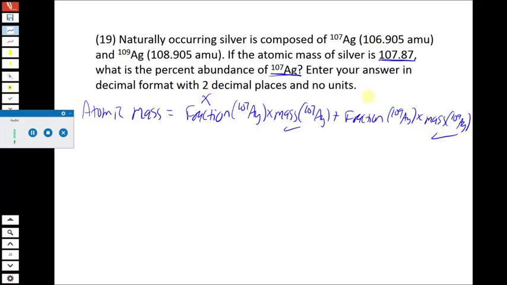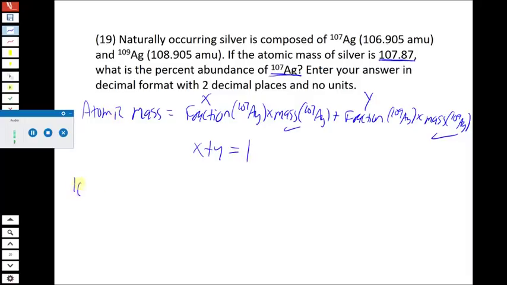So we're going to call those variables x and y, and then the other relationship is that x plus y equals 1. So we have 2 fractional abundances for the 2 isotopes. Those add together to equal 100%, or 1 as a fraction. All right, so those are the 2 equations, so we can put the numbers in now.